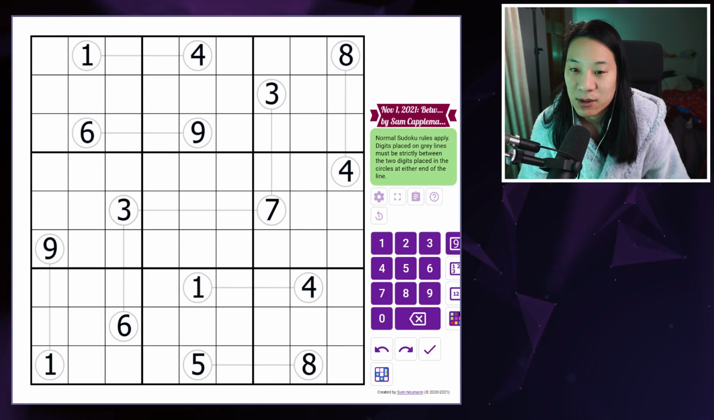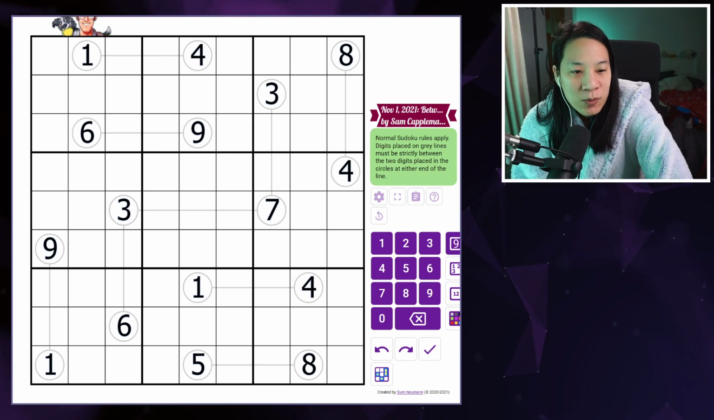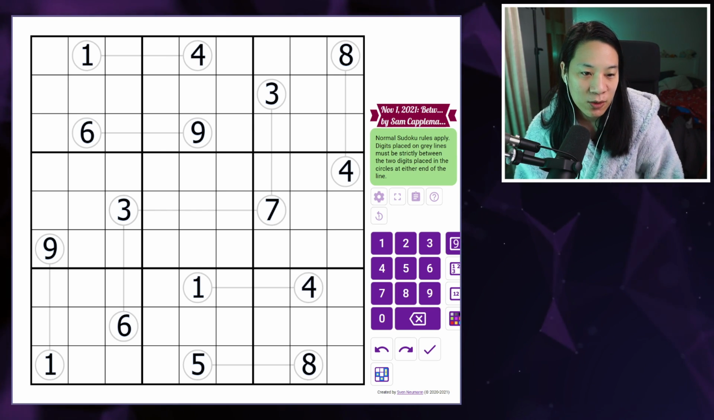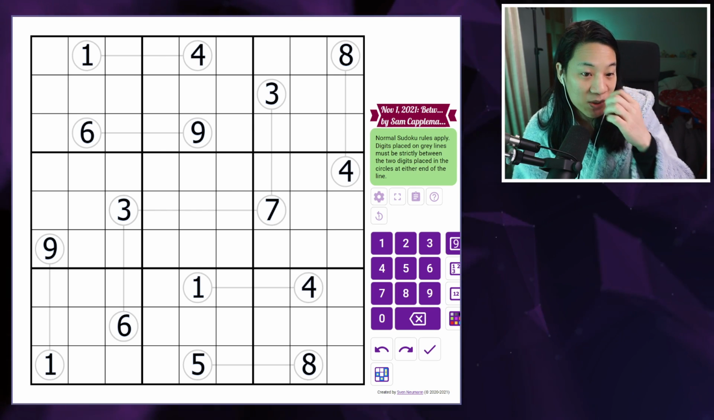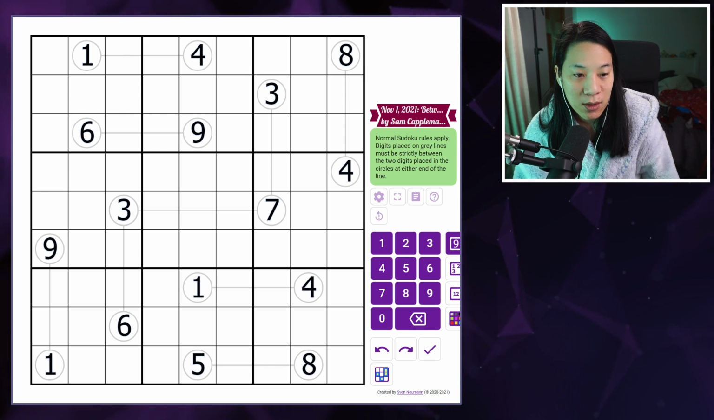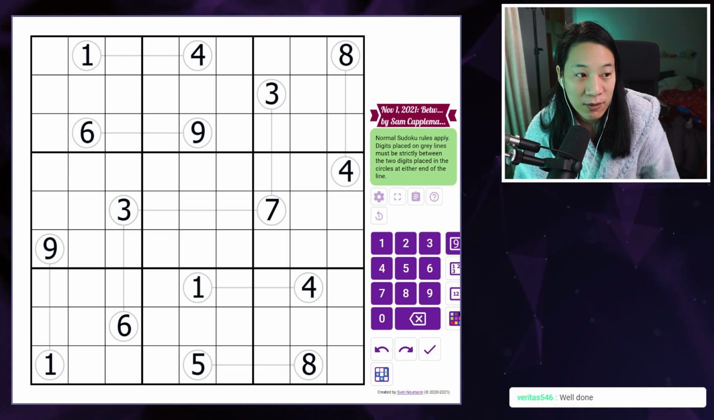So let's see what we've got. Okay, normal Sudoku rules apply. They're just placed on grey lines. Must be strictly between the 2 digits placed in the circles either end of the line.